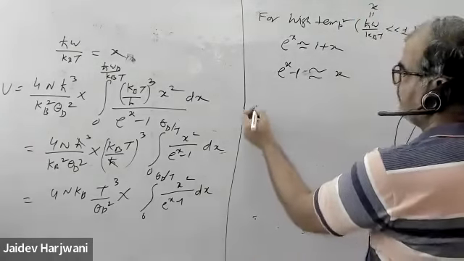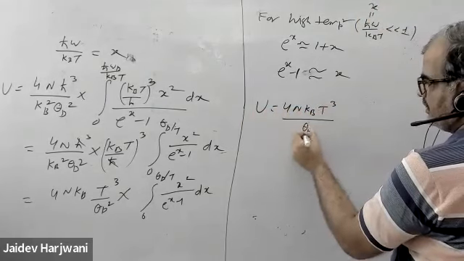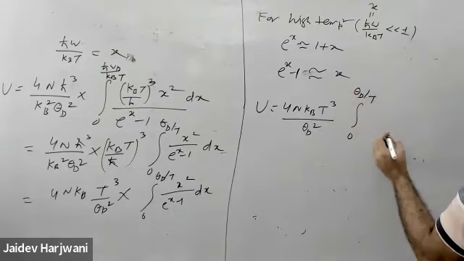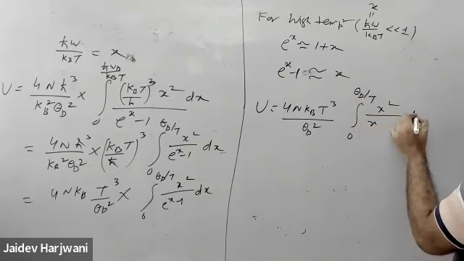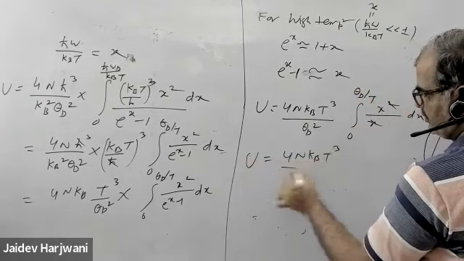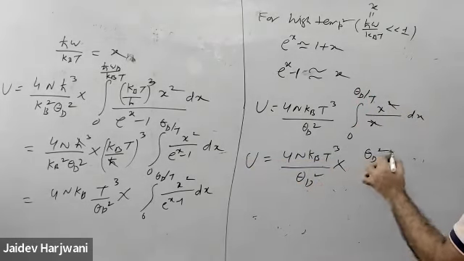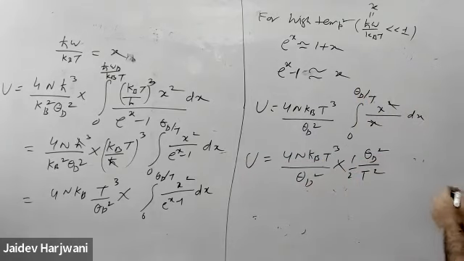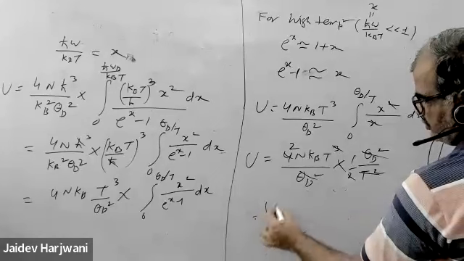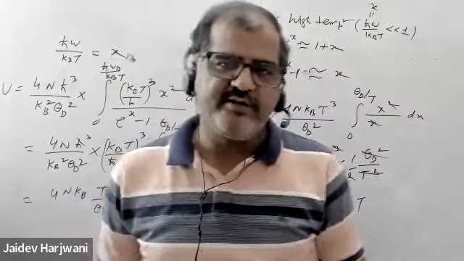So this is valid, and I can write my total energy as 4n kb t cube theta d square, integration 0 to theta d upon t, x square by x dx, cancel. So U equals 4n kb t cube theta d square, and this will come as x square by 2, so theta d square by 2 t square. Theta d cancels, the power cancels, so you get 2n kbt. In 3D you get 3n kbt, in 2D you get 2n kbt, in 1D you get only n kbt.